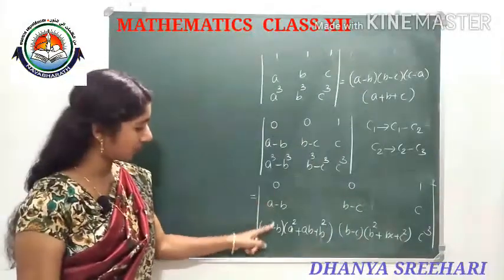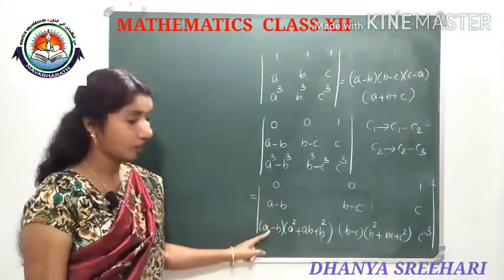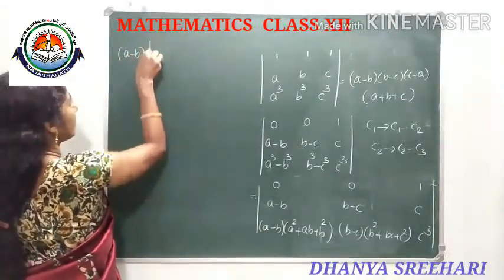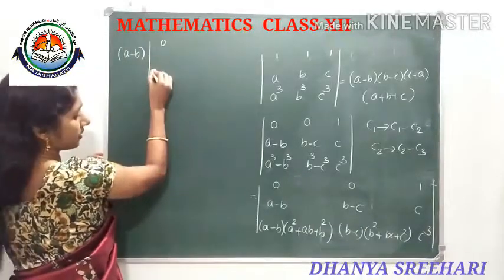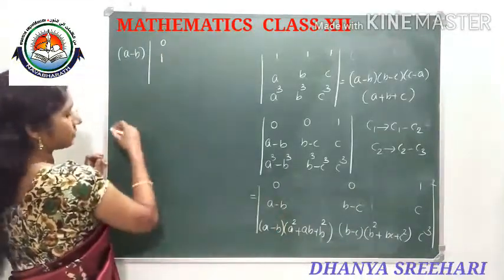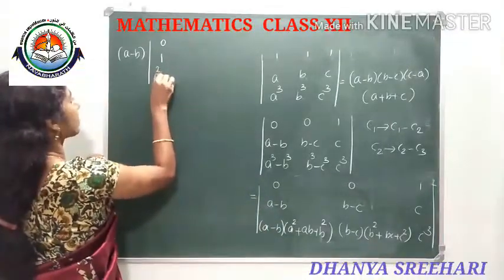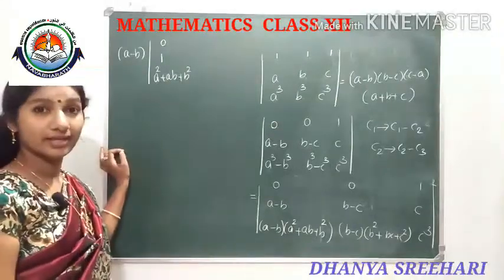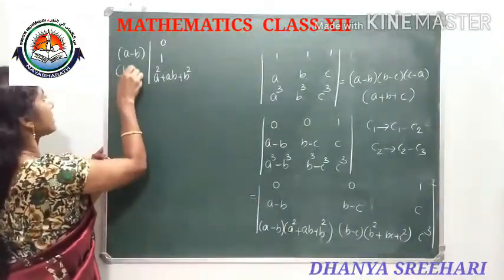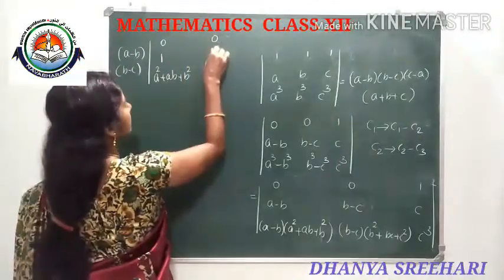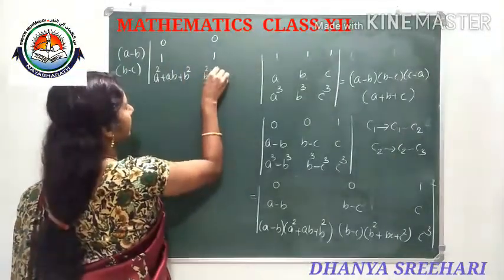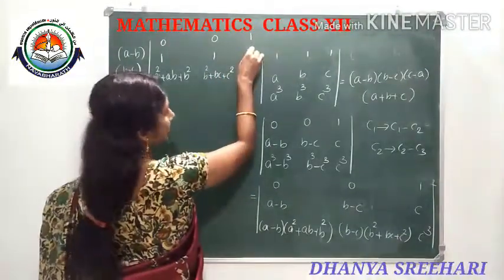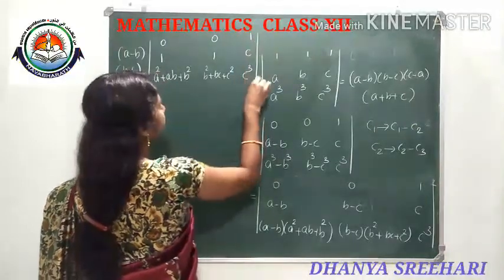Okay, and see in the first column a minus b is common, we can take it outside. So first column becomes 0, 1, a square plus ab plus b square. And from the second column we can take b minus c outside. So it will come 0, 1, b square plus bc plus c square. And the third column has no change: 1, c, c cube.